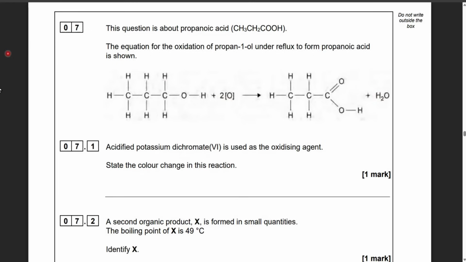Acidified potassium dichromate(VI) is used as an oxidising agent. State the colour change in this reaction. Why don't you pause the video and have a go? Okay, I'm going to go through the answer.